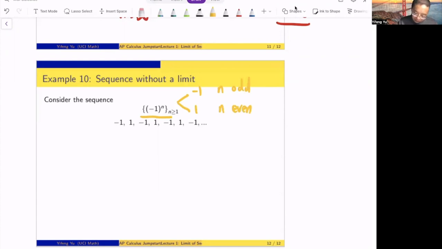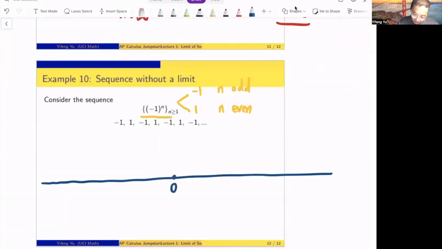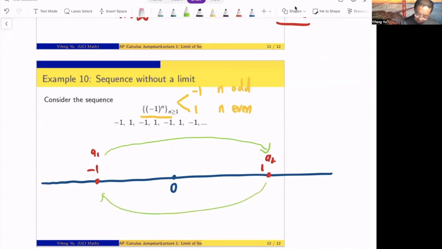Now let's see why this one does not have a limit. If we draw the picture, this is 0. The first term, a1, is negative 1. Then a2 is 1. First it's negative 1, then 1, then negative 1 again. So the whole thing switches between negative 1, 1, negative 1, 1. Therefore, it's clear you are not able to find a number such that the whole sequence goes to that number.